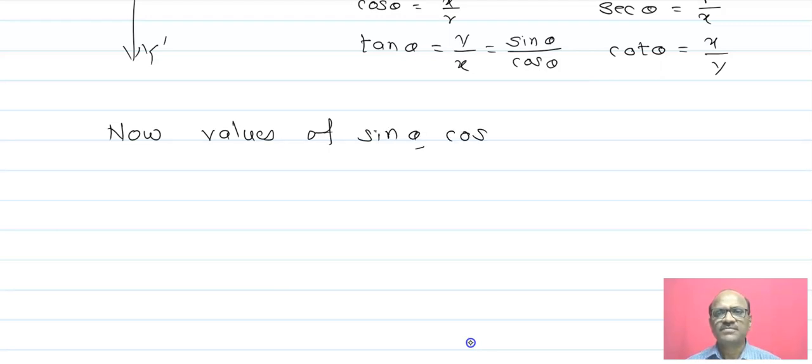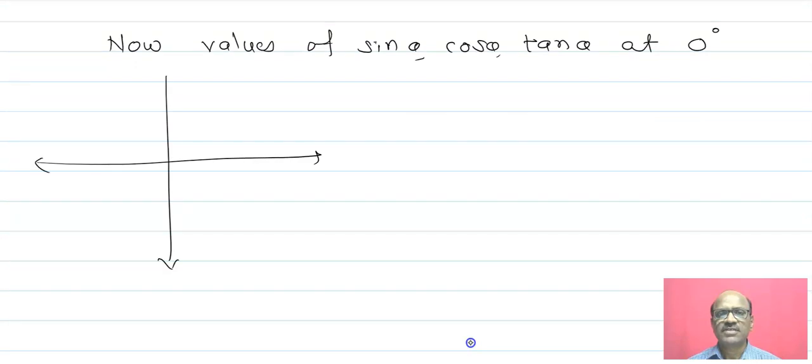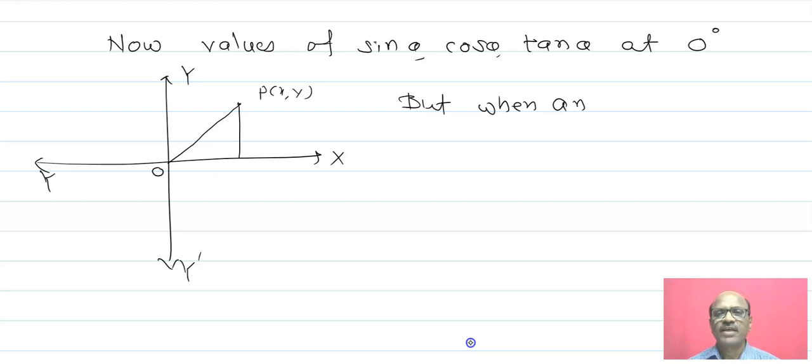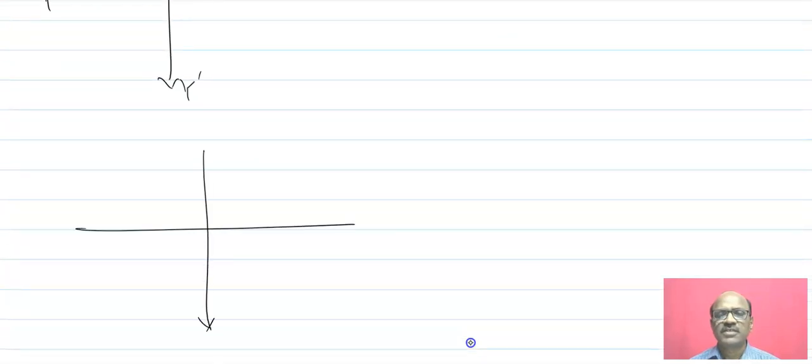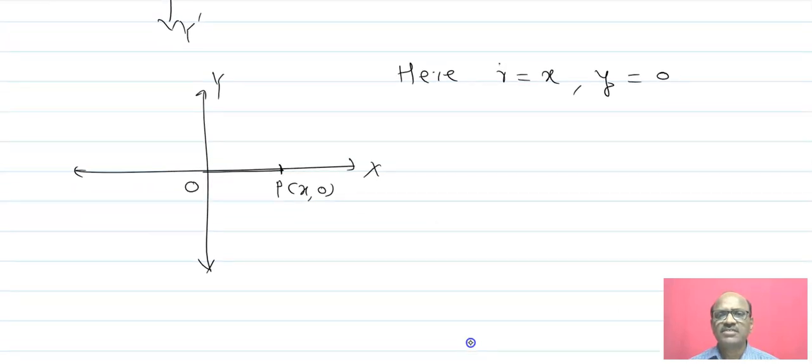Now the values of sin theta, cos theta, tan theta at 0 degree. Now see this here. The point P is in the first quadrant, but when the angle is 0 degree, then what will happen? That is a point P (x, y), OP is the terminal that makes an angle of 0 with the x-axis. Now here distance r is equal to x and y is equal to 0.